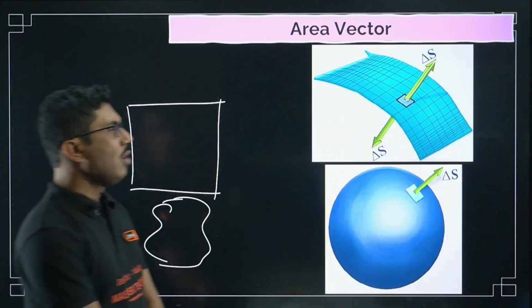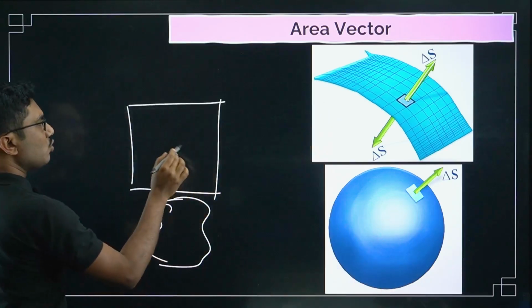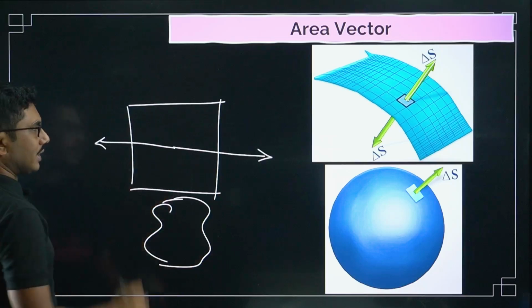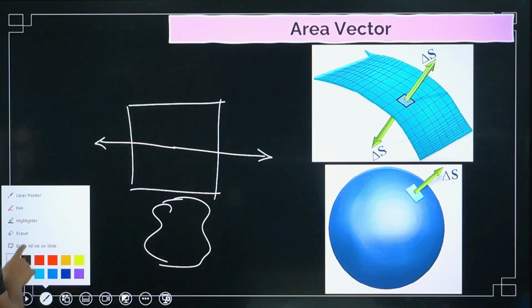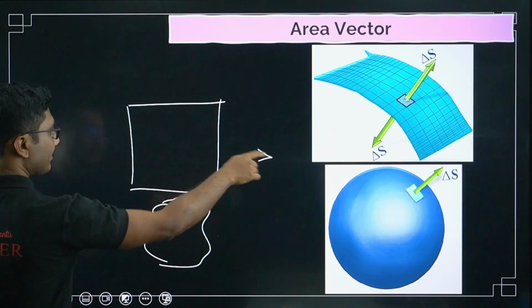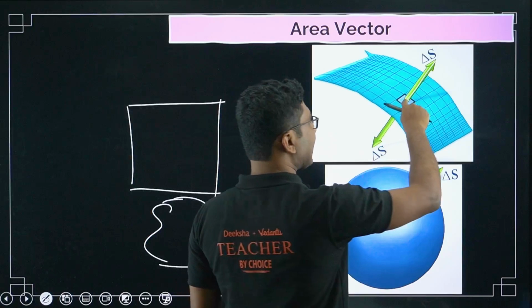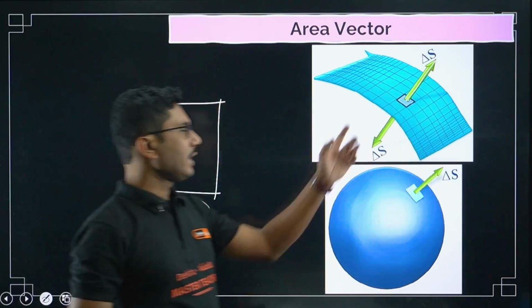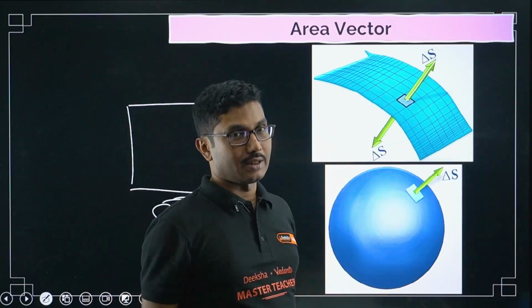Now, if this is a surface, you can draw two normals, one outward, another one inward, right? It is a 3D thing, so that's why I have taken the images, because it is very difficult for me to draw. So you can take a vector either in the outward direction or the inward direction. This is also an area vector, this is also an area vector. Now which direction to take?